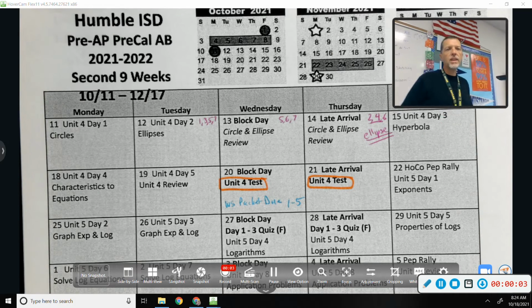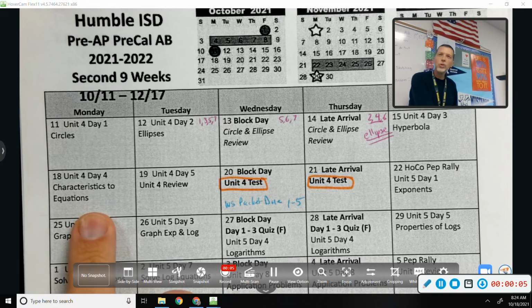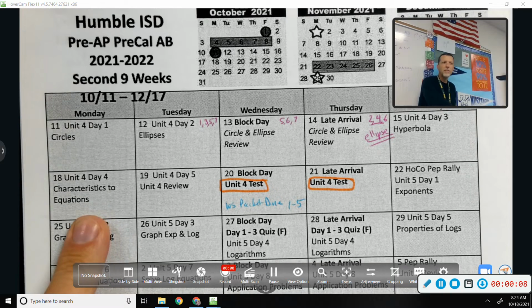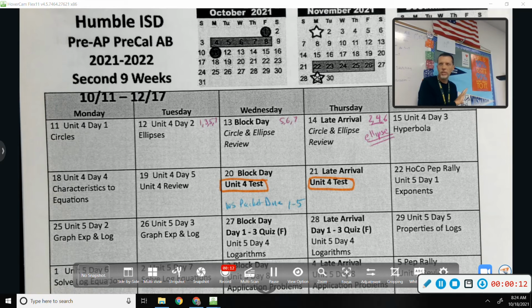So today is characteristics to equations. We're going to give you some information and have you write the equation. So it's sort of like the Jeopardy day of the unit. Like all the other days we said, here's the equation, find the stuff. Today we say, here's the stuff, find the equation. So you already know the theory and the information you need. It's just, can you use it in reverse?